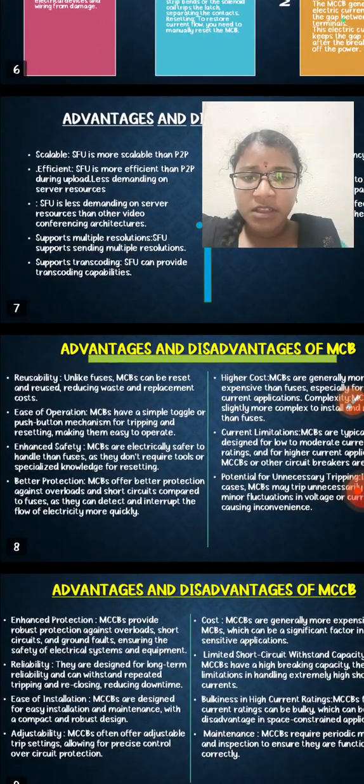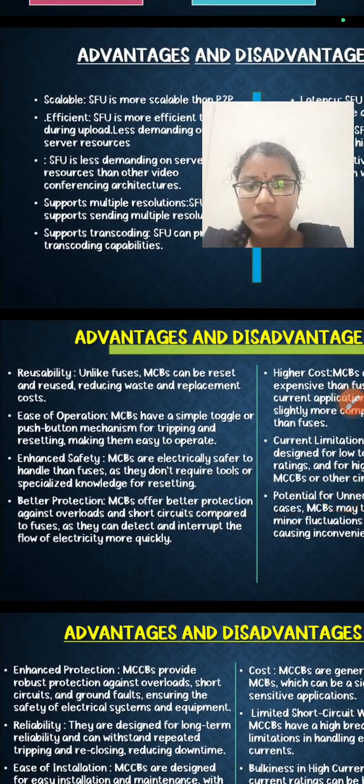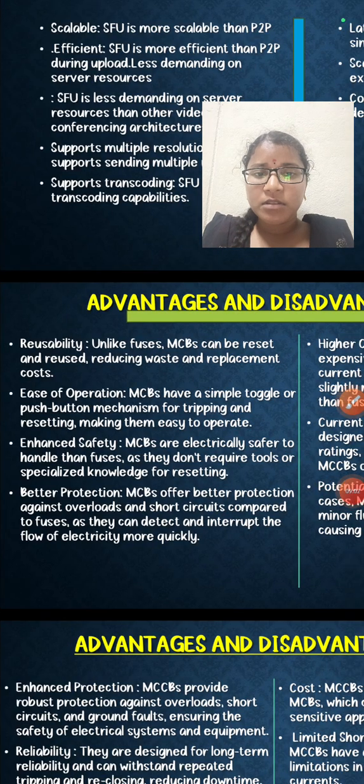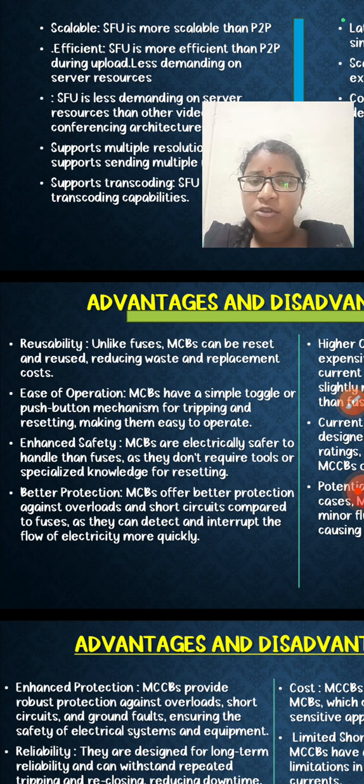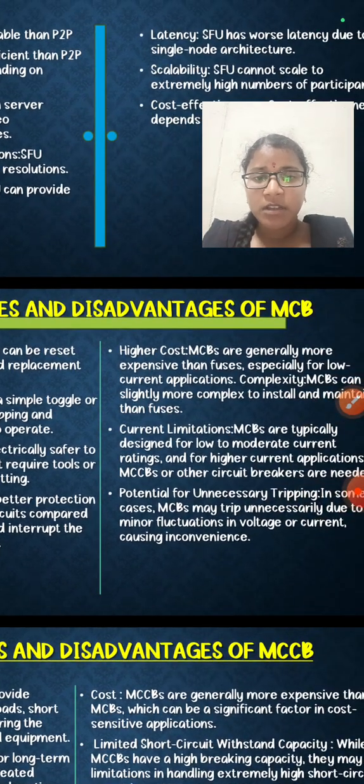Okay. Next, advantages and disadvantages of MCB. Reusability: unlike fuses, MCBs can be reset and reused, reducing waste and replacement costs. Ease of operation: MCBs have a single toggle or push button mechanism for tripping and resetting, making them easy to operate. Enhanced safety, better protection. Next, what are the disadvantages? Higher cost, current limitations, and the potential for unnecessary tripping.